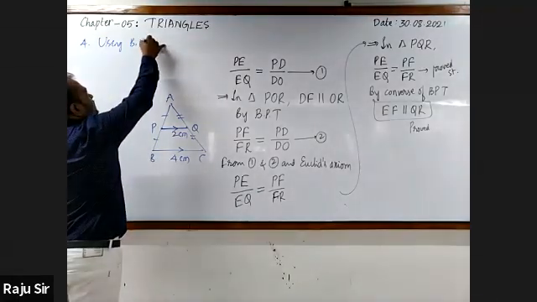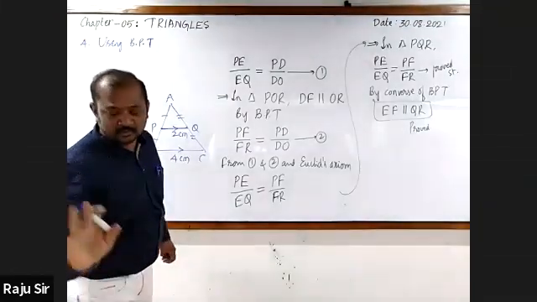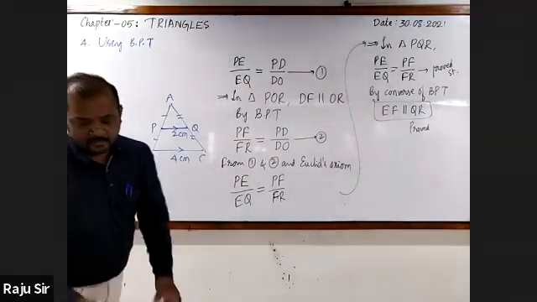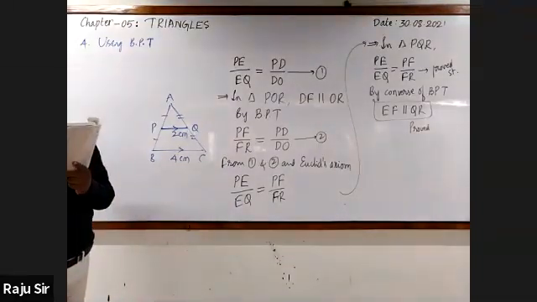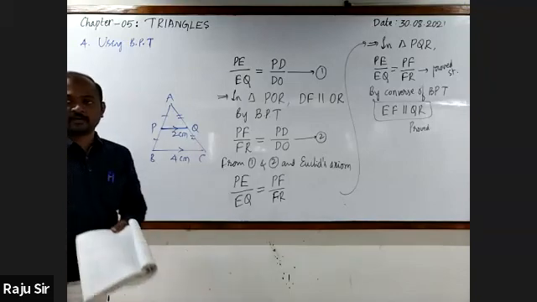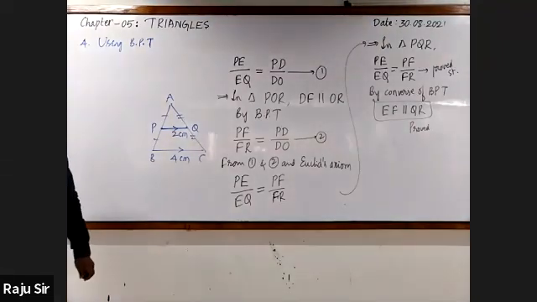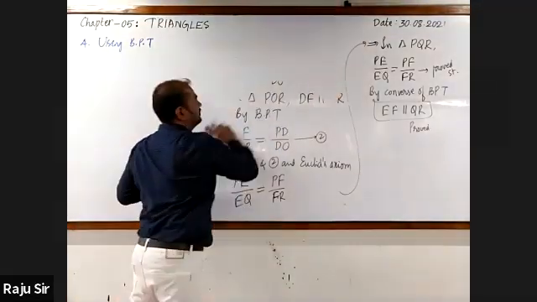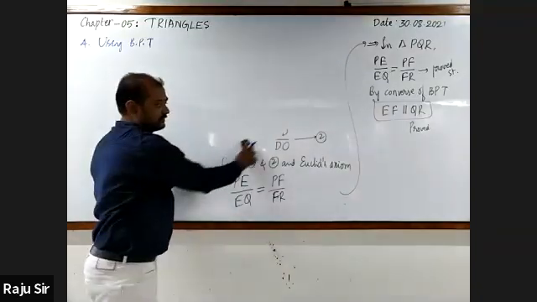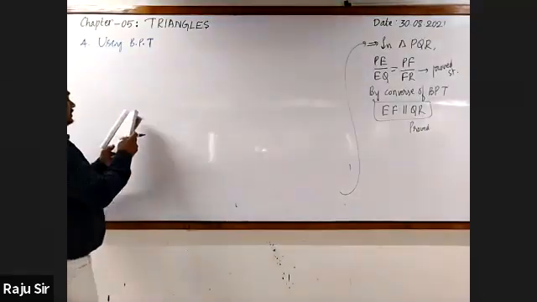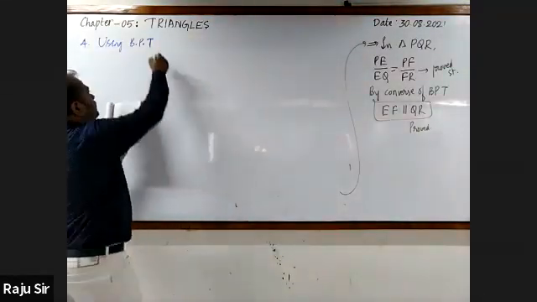Now let us change the statement a little. It has been given like this. Prove that a line drawn through the midpoint of one side of a triangle parallel to another side bisects the third side. Using BPT, come on, prove that.